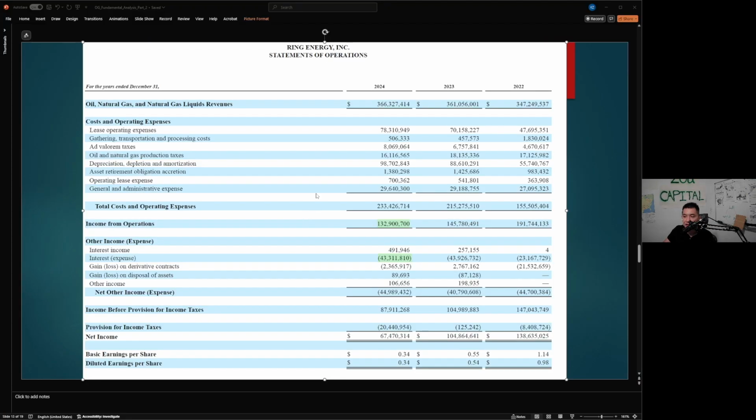Let's look at Ring Energy as an example. As of year-end 2024, Ring's EBIT is around $133 million, and the interest expense is around $43.3 million. So if you do the math, the ratio is around 3.07. It's right on the fence between the caution and healthy zone.